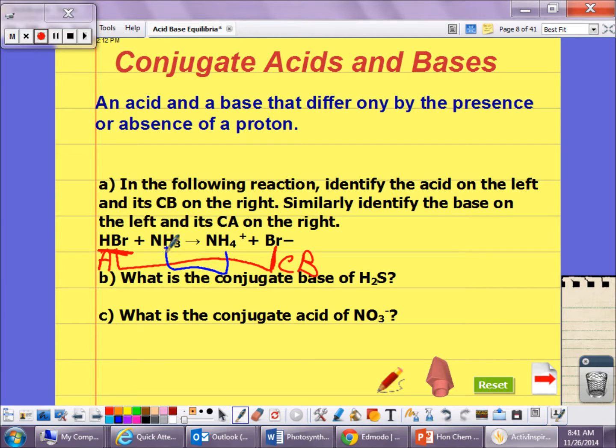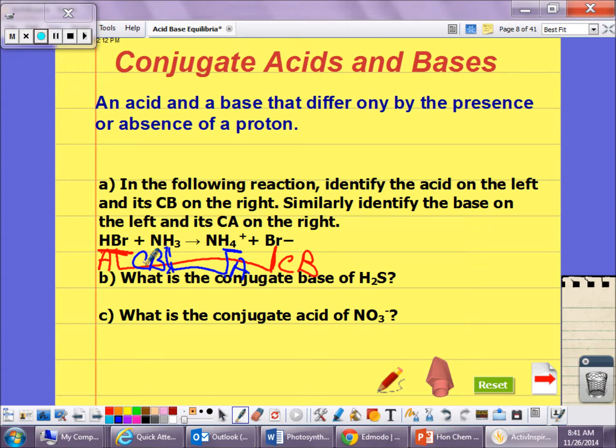Okay, this is ammonia. This is ammonium. The only difference between those two species is a hydrogen ion. The ammonium has the extra hydrogen, so we call it the acid. The ammonia is missing that hydrogen. This is its conjugate base.